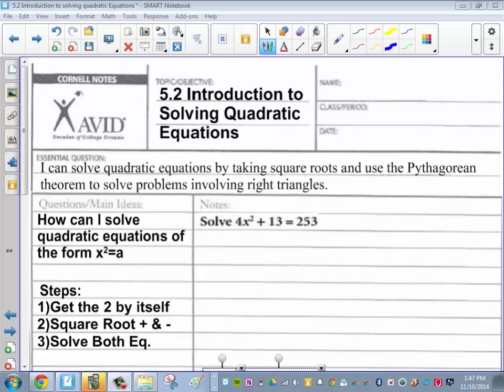5.2 is all about solving quadratic equations. By the end of this lesson, I hope that you can solve quadratic equations by taking square roots and using the Pythagorean theorem to solve problems involving right triangles. That's my goal by the end of this. That's what your goal should be too.